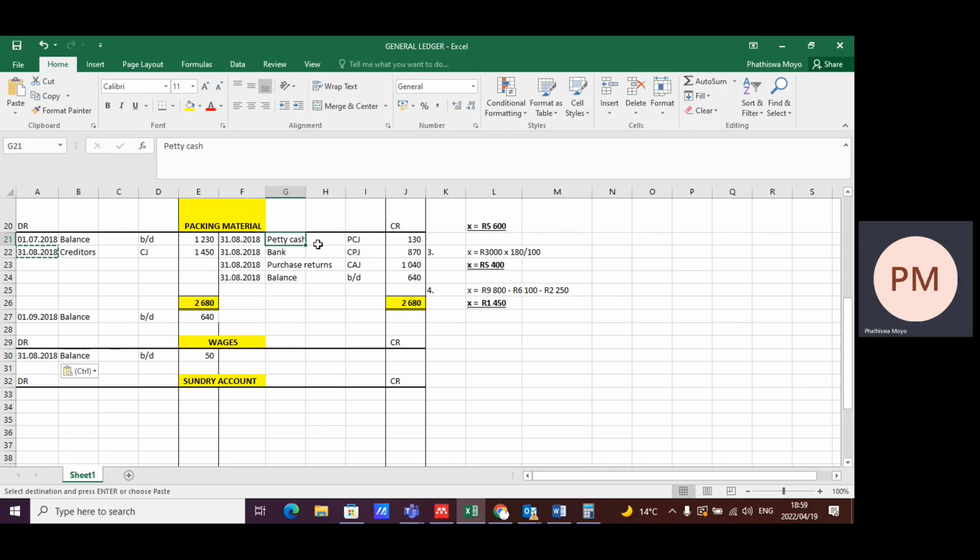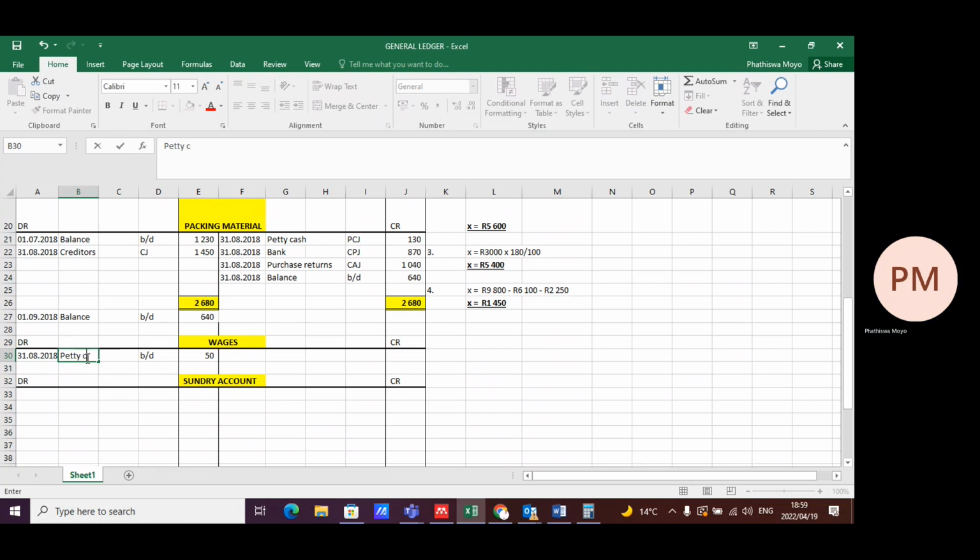am I sleeping on the job? Which is not allowed, petty cash. It's proving that I'm no machine. PCJ 50 rand. Much better.